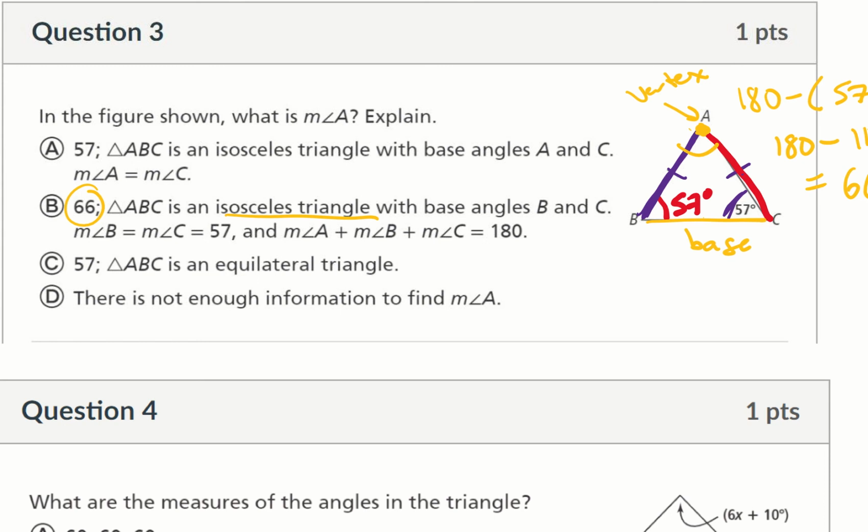If you were to cut this like this, this is going to be your height. If it crosses at a 90-degree angle, the opposite side to that vertex is what we call the base. So this is the base on the bottom, and the base angles are both 57 degrees. That's what this refers to, B and C. Those base angles are 57, and they add up to 180. So this is definitely correct.